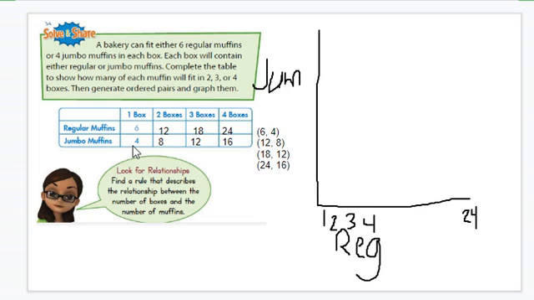For jumbo, we need to go all the way up to 16. So we would have 1, 2, 3, yada, yada. Let's not make it a long video. All the way up to 16.